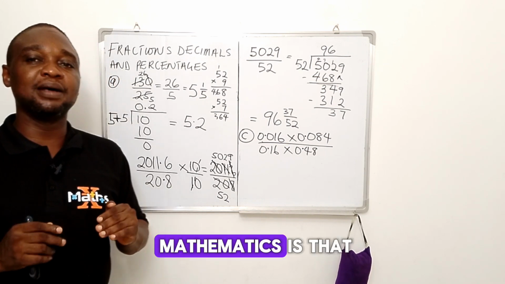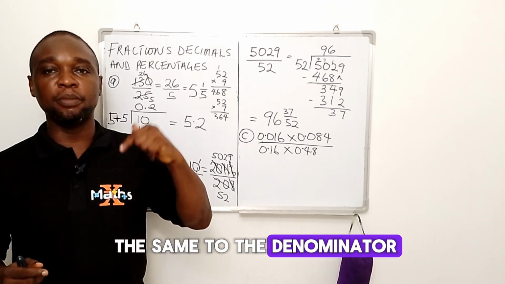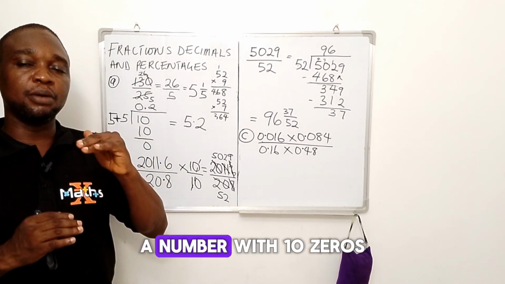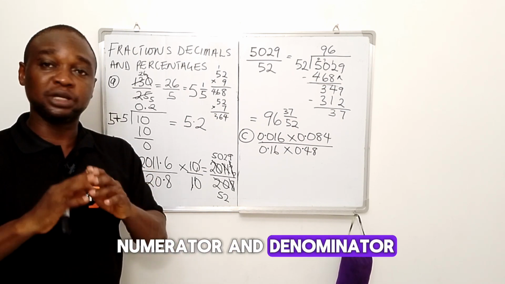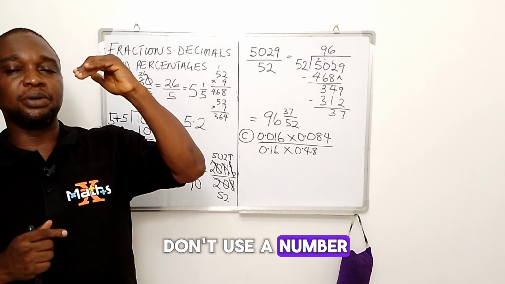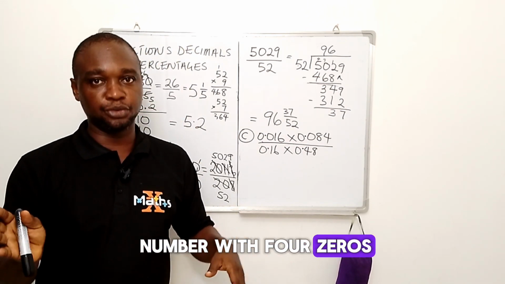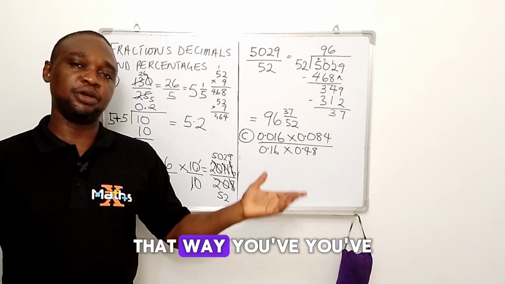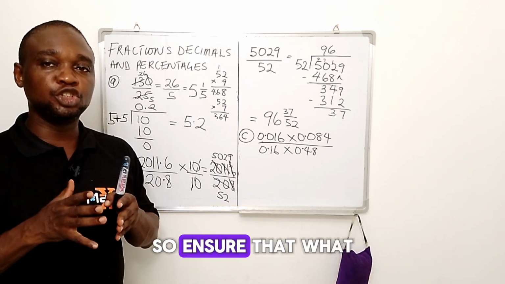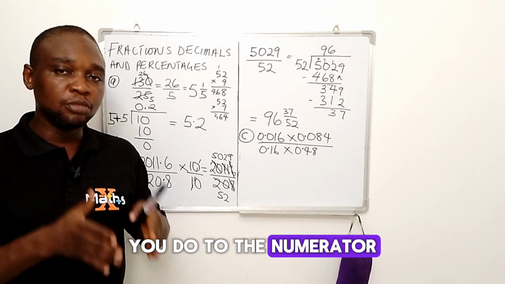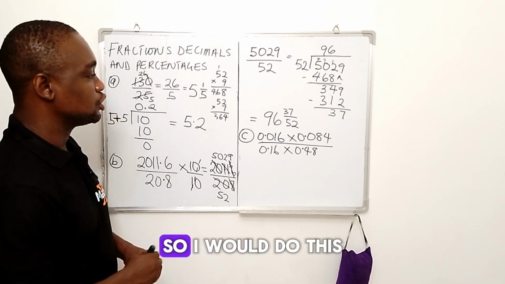So one thing with mathematics is that whatever you do to the numerator, do well to do the same to the denominator. Ensure that if you're using a number with 10 zeros to multiply both the numerator and denominator, keep it that way. Don't use a number with 6 zeros to multiply the numerator and then use a number with 4 zeros to multiply the denominator. That way you've changed everything. You are setting questions for yourself. So ensure that what you do to the numerator is the same operation you are doing to the denominator. Very important.